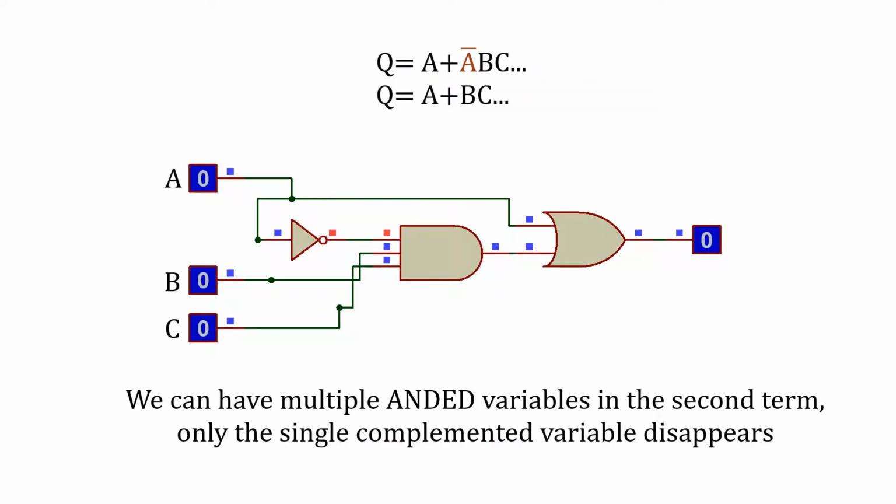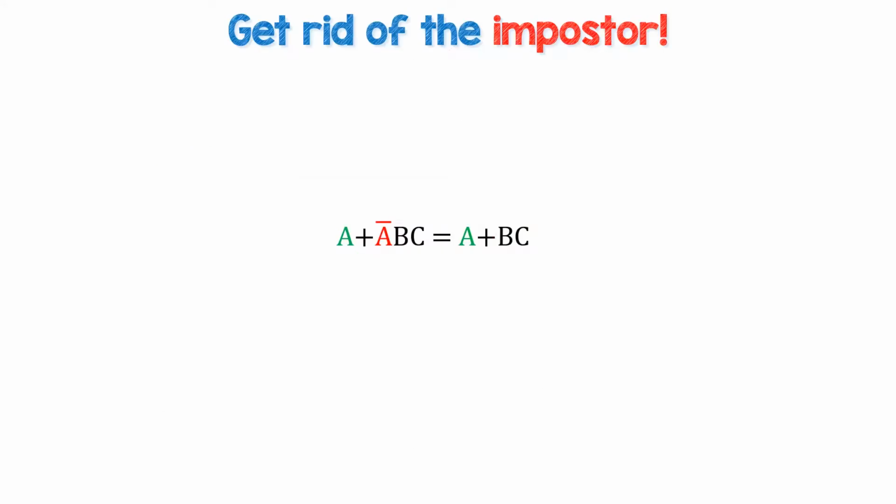We can have multiple ANDed variables in the second term, and only the single complemented variable disappears. So if Q is A or not A B C, that's the same as A or B C. So it doesn't matter how many terms are ANDed in the second term, only the complemented one disappears, and we'll talk more about that in a second. So the absorption law is really getting rid of the imposter, a complemented variable that doesn't belong among the other ANDed terms. So A or not A B C, the not A is the complement of the A, which was the single term, so we need to get rid of it.